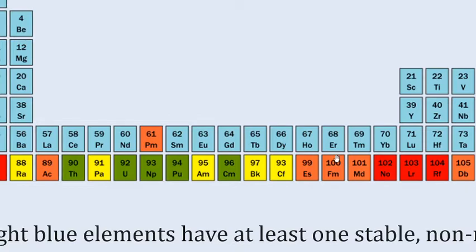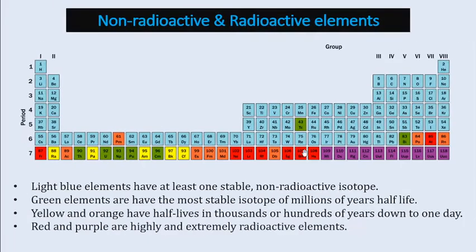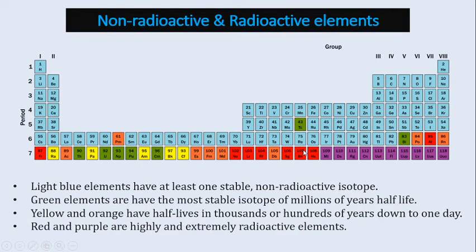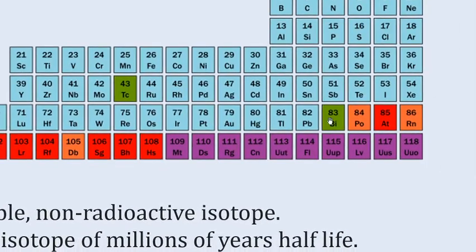So while we don't consider these two exceptions, we can say that starting from 83 and onwards, all of the elements are radioactive elements.